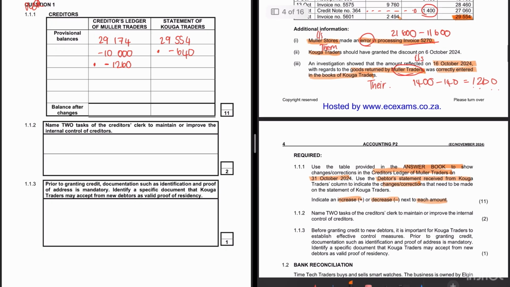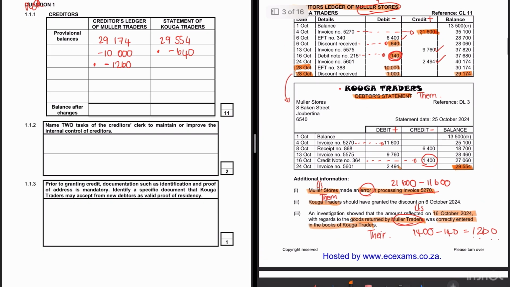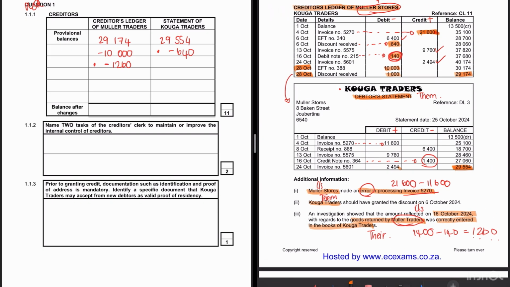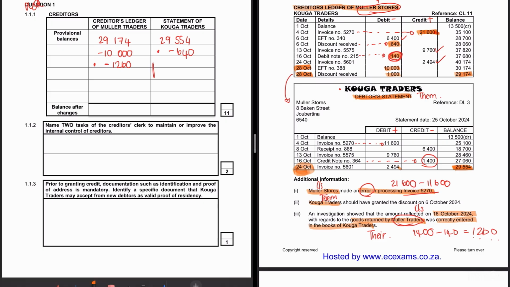Perfect. Okay, so what else have we not accounted for? Remember we said that this statement from Cougar ends on the 24th of October, so there's days missing in this month, yes? And the statement ends then on the 28th. So let's account for those two transactions in our statement that were not accounted for before. Okay, so we've got debit, so we've got a decrease our Cougar statement by 10,000, and decrease again our Kruger's statement by 1,000.